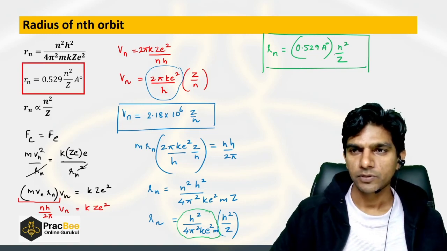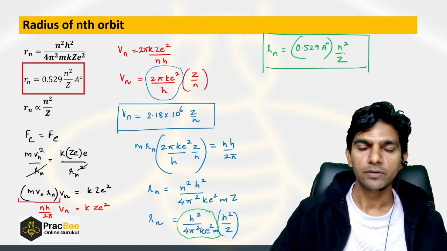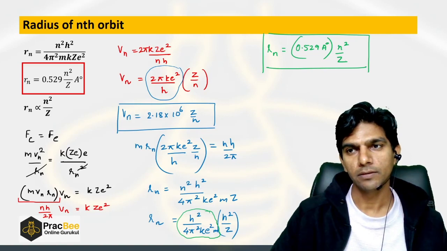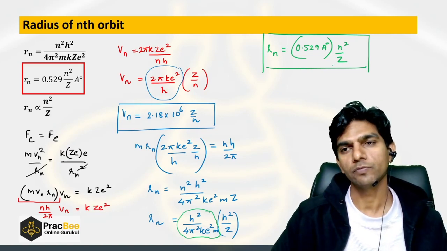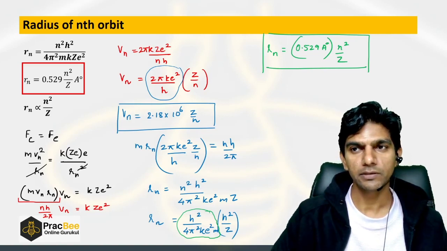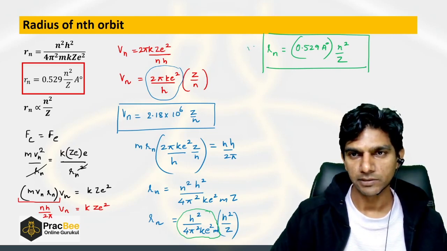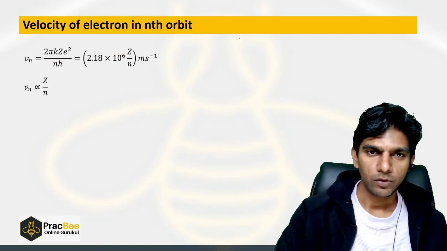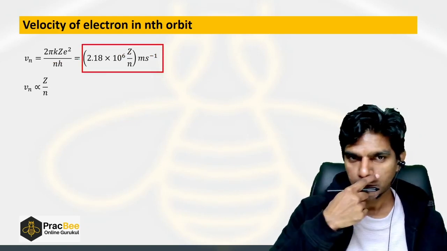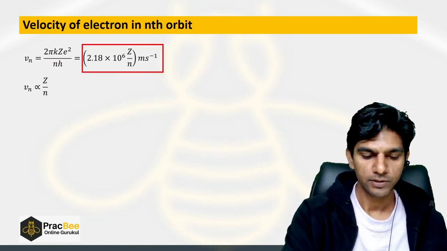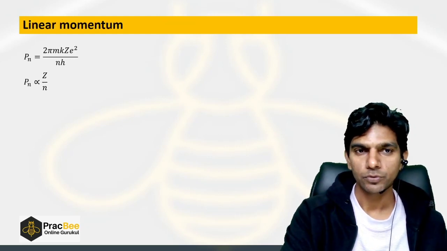Okay. So this is the formula that you have to remember. And suppose we have lithium 2 plus, then Z will be 3. And if you want to find the radius of the third orbit, then small n is also 3. So like this, we can calculate the radius quite easily. So velocity we have already derived in the last section, that is 2.18 into 10 to the power 6 Z by n. So do remember this proportionality.